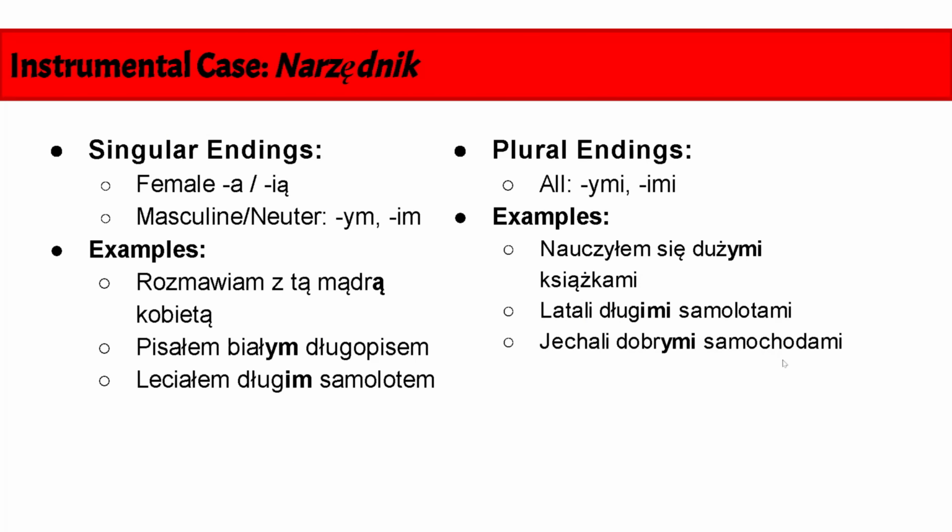Jechali dobrymi samochodami. They drove with good cars, basically. They drove with good cars. Samochód, masculine. Samochodami, also masculine, but it's in the plural narzędnik. So again, we apply the same logic to the adjective, giving it the ending dobrymi, because every gender follows the same thing. So jechali dobrymi samochodami.